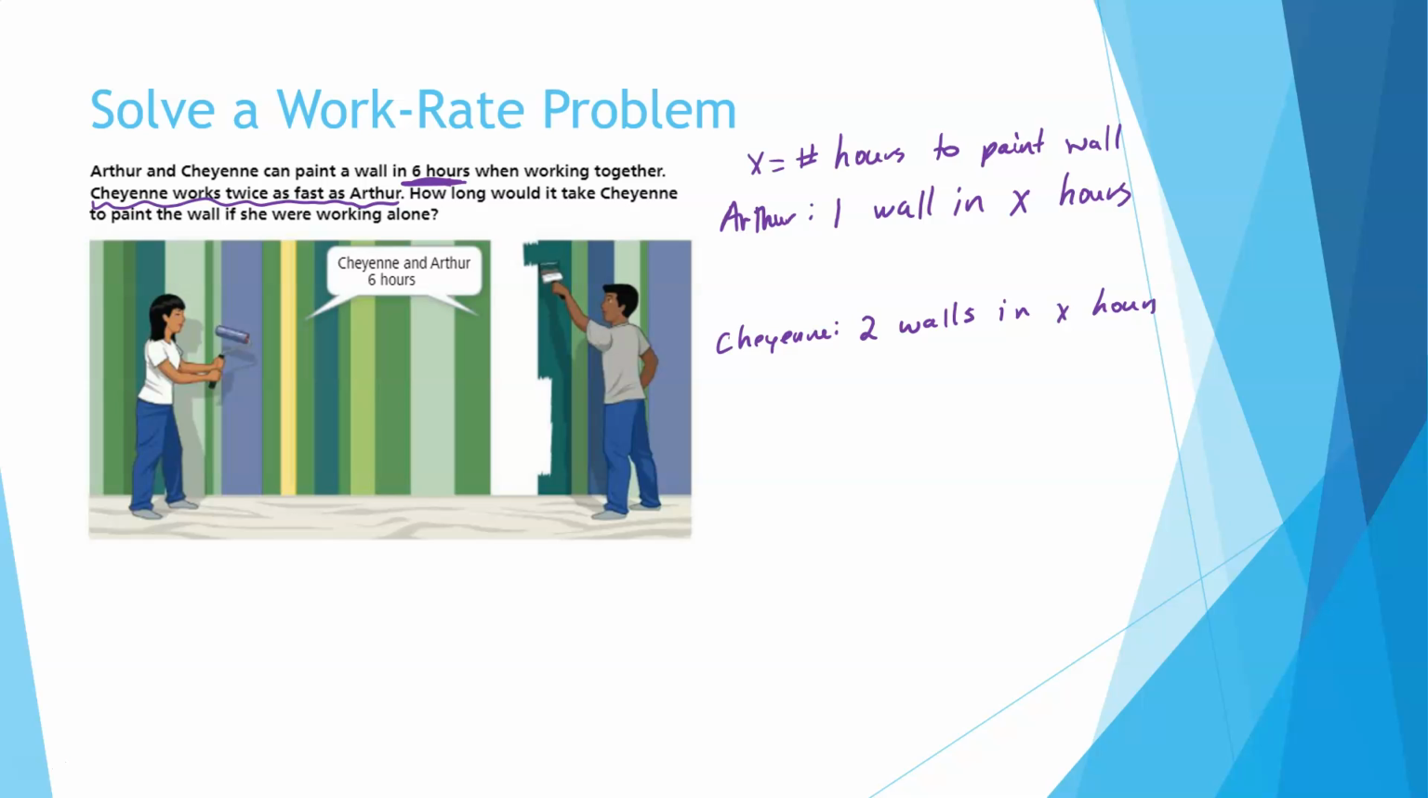But if he can paint 1 wall in X hours, I actually need to be able to write that as an expression. Sometimes it's a little hard to see it, so before I do that, I'm actually going to write the expression for what they can do together. Okay? It tells me that they can paint 1 wall in 6 hours. Okay, so as a sentence, it's 1 wall in 6 hours.